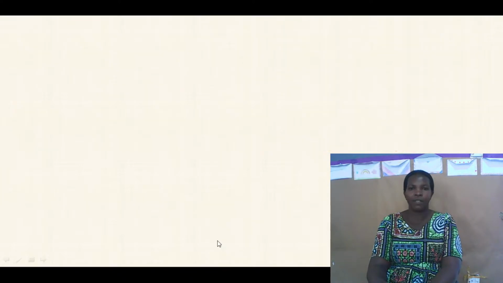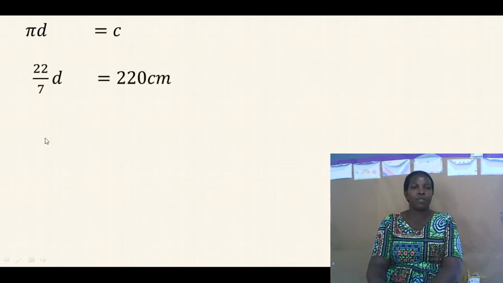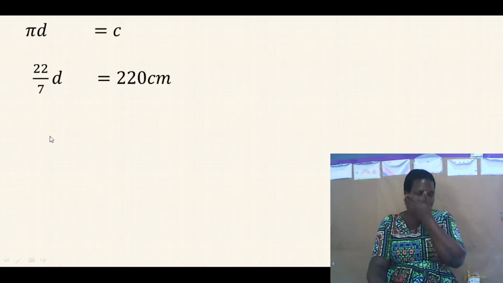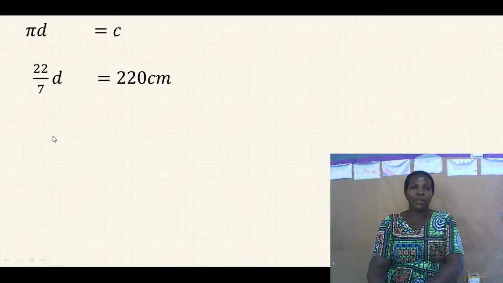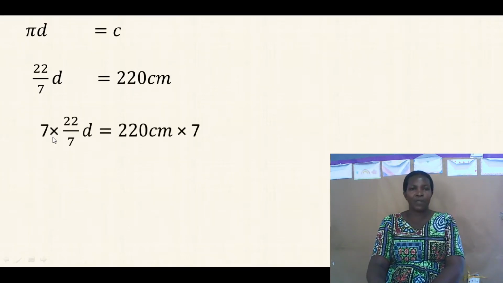Boys and girls, I believe you know, how do we get diameter? Yes, good. Pi d is equal to circumference. Our next step, we shall substitute. Our pi is 22 over 7, times the diameter. This is equal to 220.